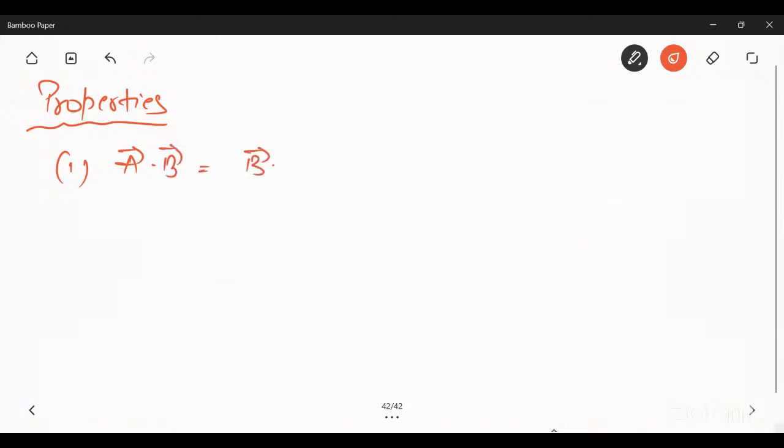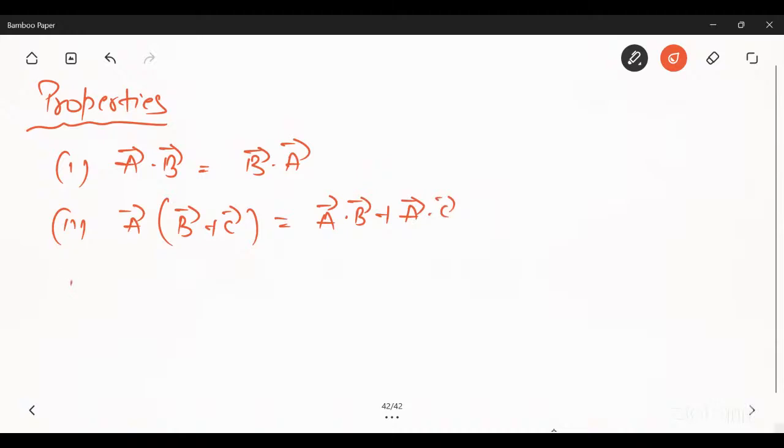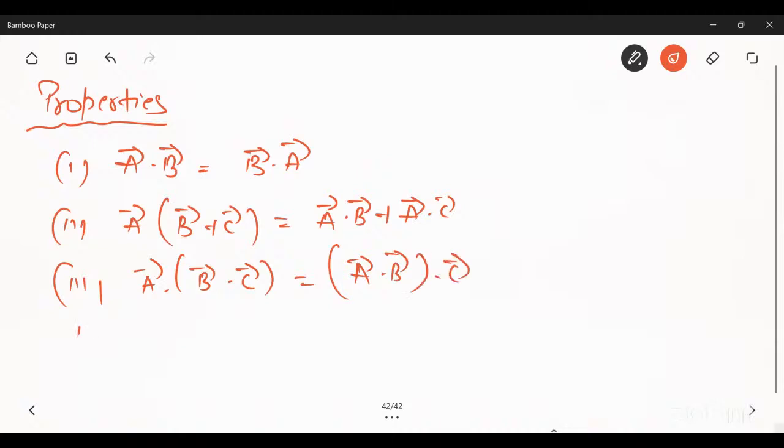That means it follows the commutative rule. Second property is the distributive rule: a dot (b plus c) is equal to a dot b plus a dot c. Now third one is the associative rule: (a dot b) dot c is equal to a dot (b dot c). It follows the cancellation rule that if a dot b is equal to a dot c, so what it means? That b vector is equal to c vector.